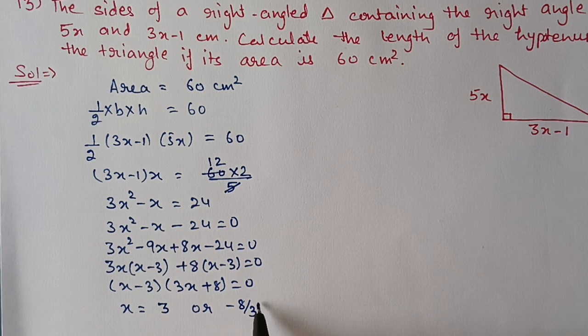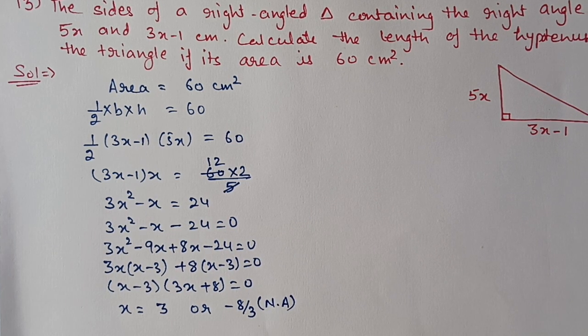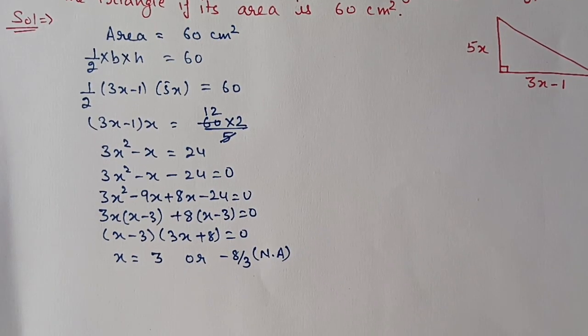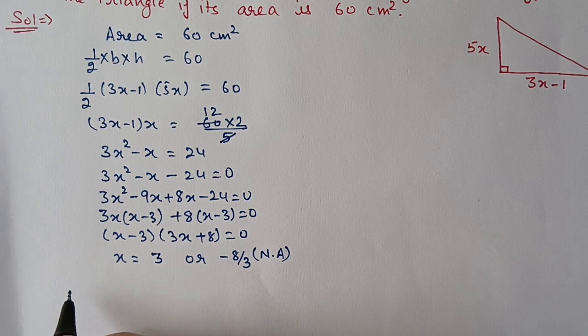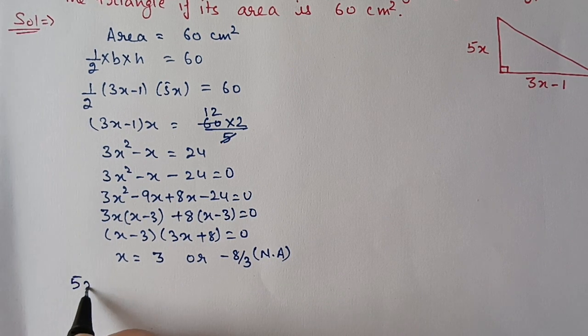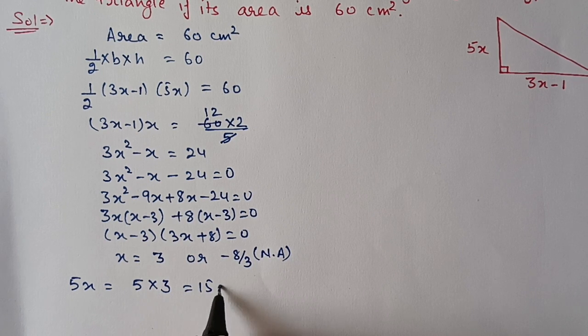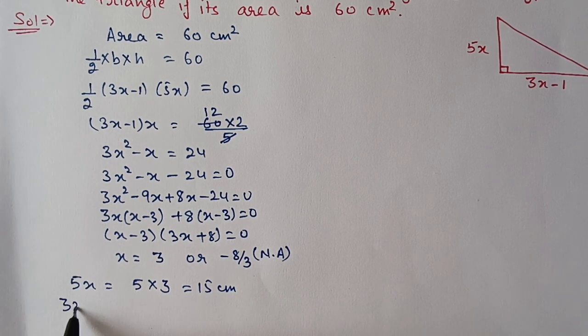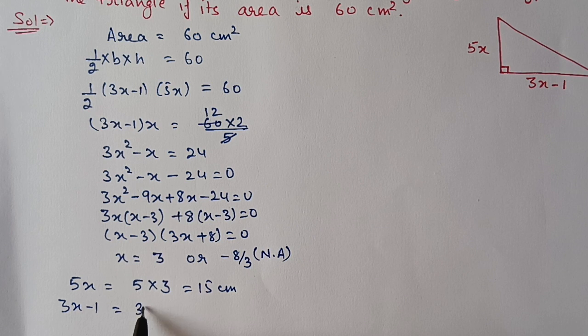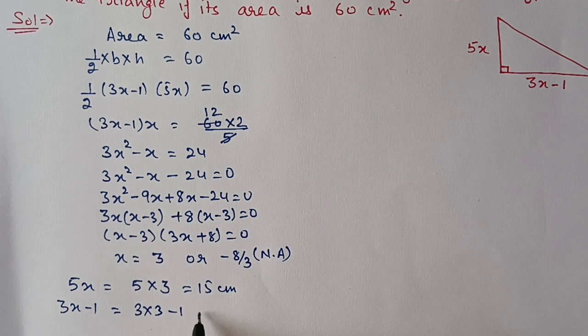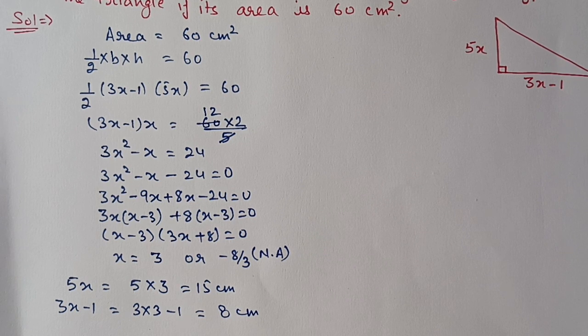Length can't be negative, so this value is not applicable. Only x is equal to 3 we will consider. So when x is equal to 3, in that case 5x will be 5 into 3, 15 centimeter, and the other side 3x minus 1 will be 3 into 3 minus 1, 9 minus 1, 8 centimeter. So two sides we got.